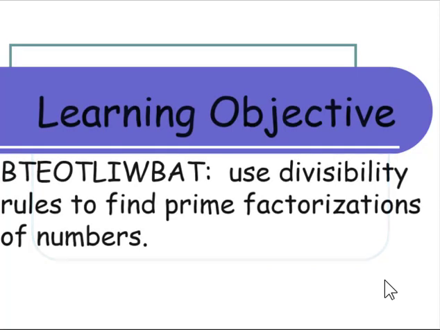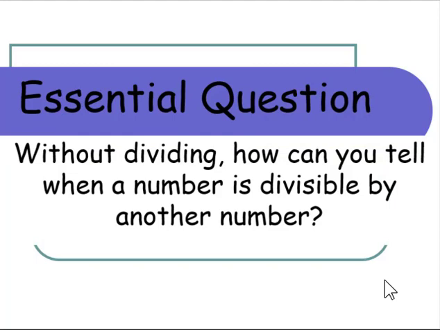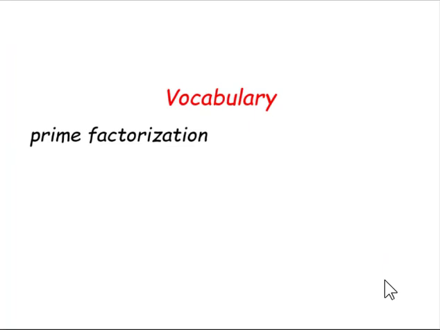By the end of this lesson, I will be able to use divisibility rules to find prime factorizations of numbers. The essential question is, without dividing, how can you tell when a number is divisible by another number? A vocabulary word is prime factorization.